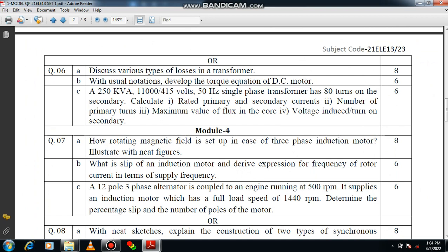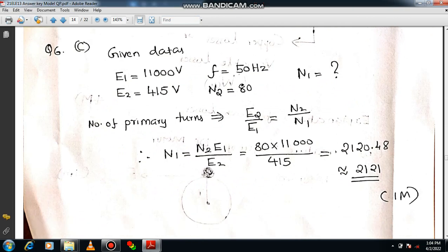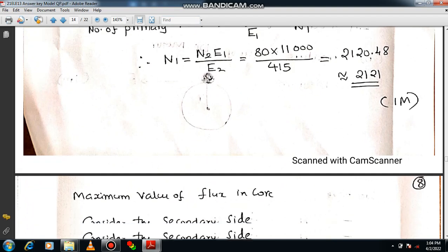Question number 6C is basically the EMF equation of a transformer. You need to know what the EMF equation and the transformation ratio are. Then definitely you can do that. Please write down all the given data. Then I will show you how to solve this. I have written the given data. These are the given data. Afterwards I applied the equation of transformation ratio, E2 by E1 is equal to N2 by N1. From that I could get the value of N1. N1 is equal to 2121.